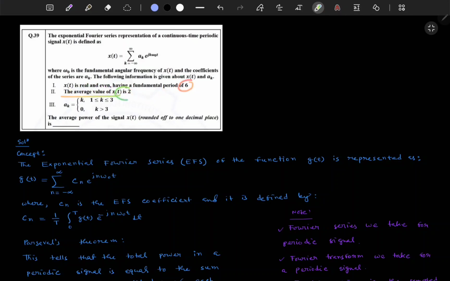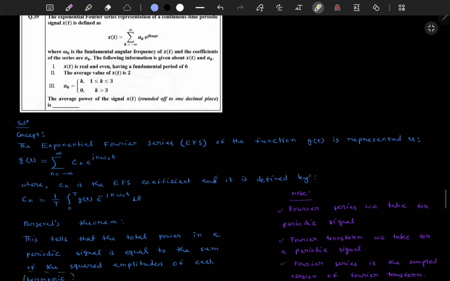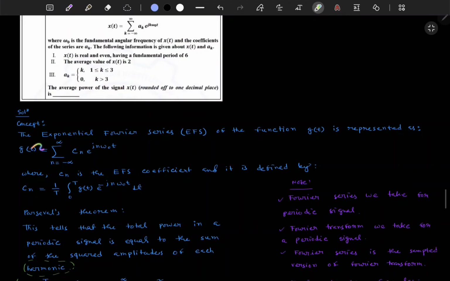The average value of x(t) is 2. Okay, the average value is 2 and the fundamental period here is 6. The coefficients a_k are given for k equal to 1, 2, 3, and 0 for k greater than 3. So we need to find the average power of the signal. Now let's discuss the concept.